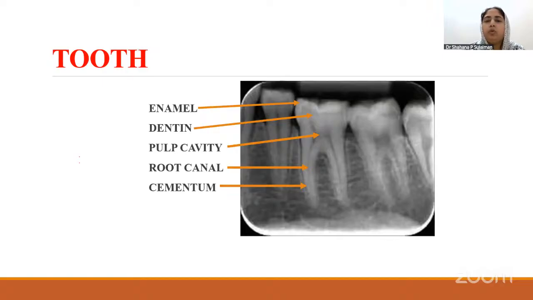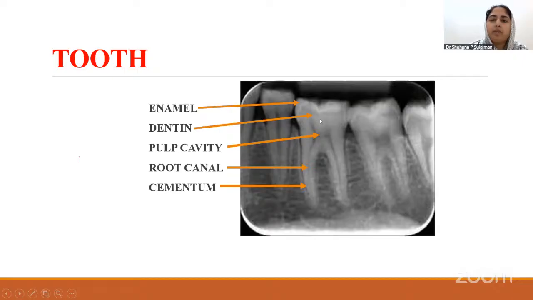So tooth, you know, we have a crown and a root. The crown is the outermost portion which we see in the oral cavity. It has an outer covering of enamel, below which we have the dentin and the pulp cavity. Now enamel is the most dense mineralized structure in our body, so of course it will provide much hindrance to the X-ray. That is why it appears more white in the radiograph.